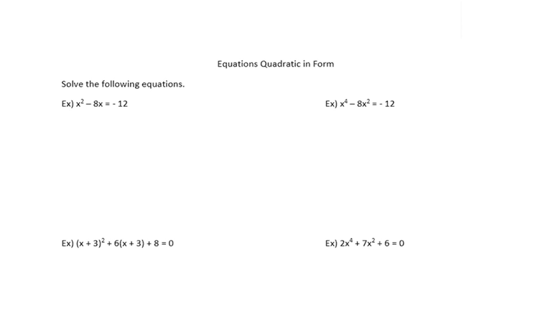Okay, so now we're going to take a look at solving equations quadratic in form. But let's review how to solve an easy quadratic equation first. We've got x squared minus 8x equals negative 12. Again, I want to set it equal to 0, so I'm going to add 12 to both sides.